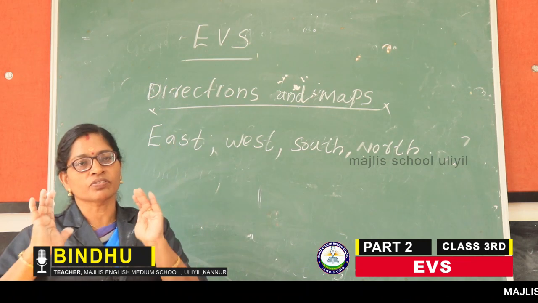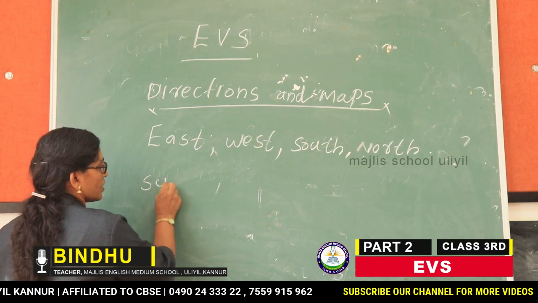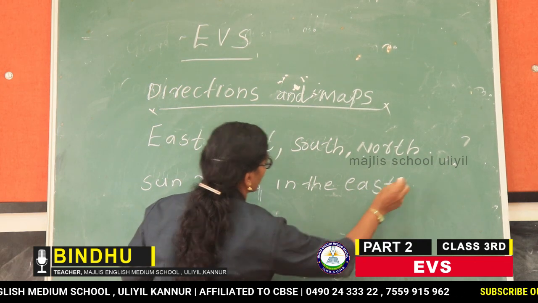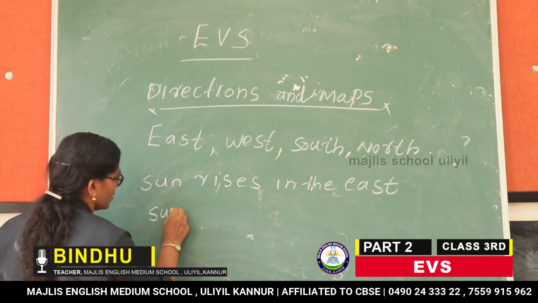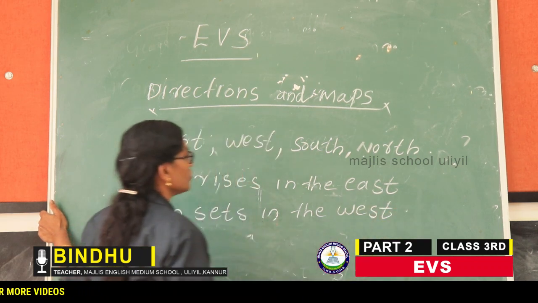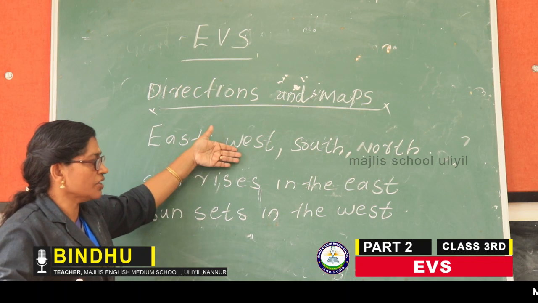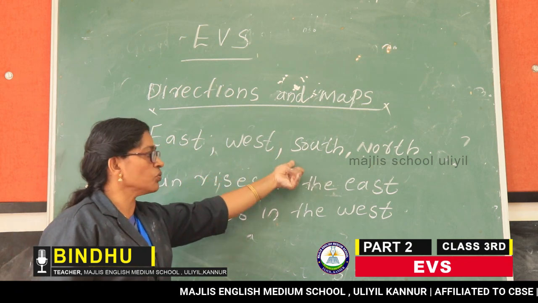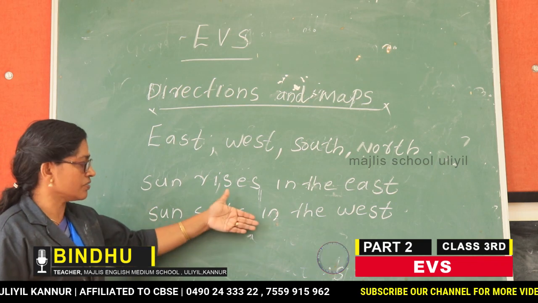Where does the sun rise? Yes, the sun rises in the east. Then do you know where the sun sets? Yes, west, very good. The sun sets in the west. Today we study the 4 directions: east, west, south and north. The sun rises in the east and sets in the west.